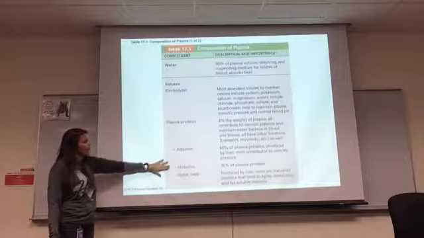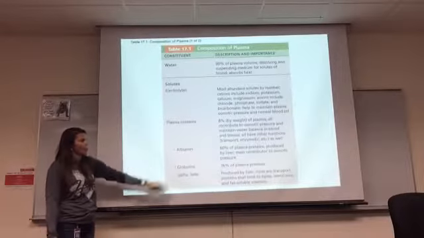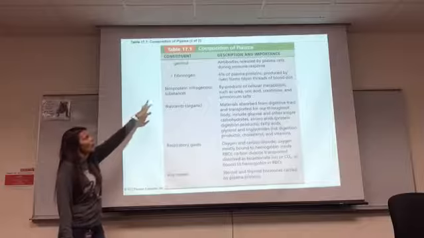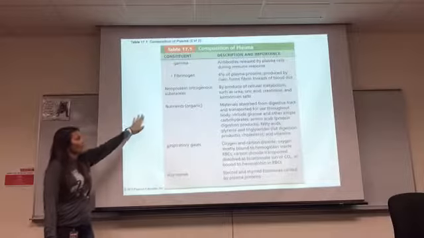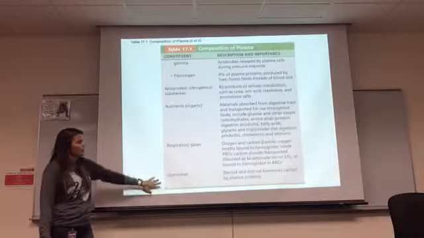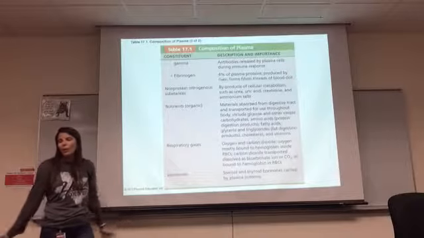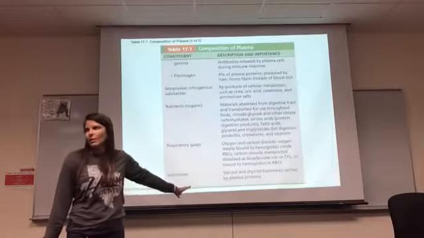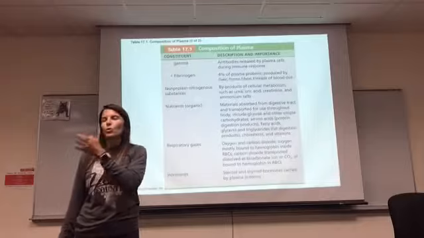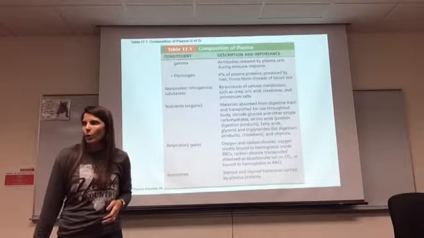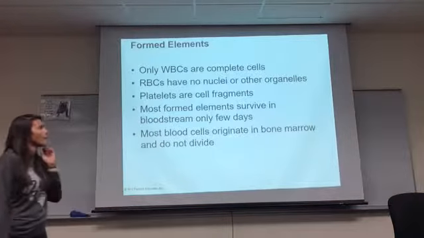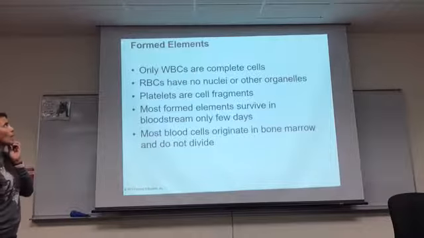Plasma proteins, albumin, globulins, and it's giving you the percentages again. Then you have fibrinogen, okay, and then it gets into your respiratory gases, hormones, anything that could possibly be found in plasma is listed here. And again, individually that might differ for a person, but this is a catch-all for that. Okay, so that was plasma. Any questions on plasma?